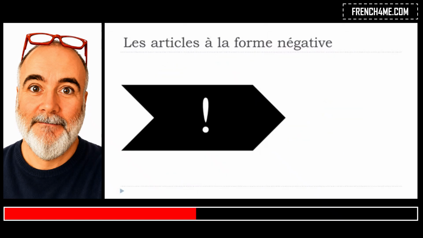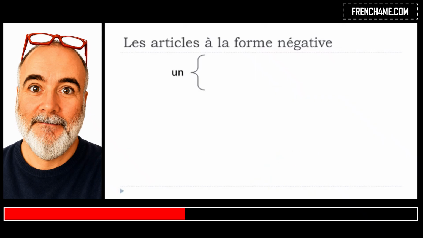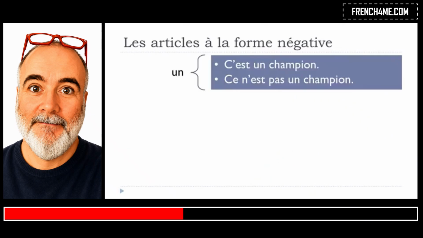But of course, in French, we've got exceptions, and the exception is this structure or this form that we've got, c'est, it is, or this is. Okay, so when we use this c'est, we'll see a few examples now. Here, c'est un champion. Okay, un champion, a champion. So c'est, this is, it is, un champion.